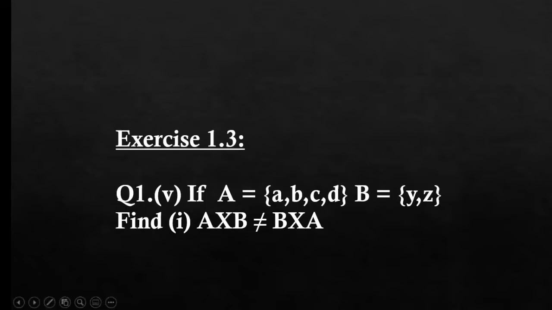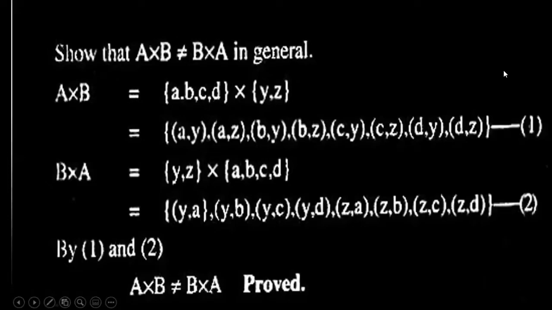So here is the solution. You can show in general that A cross B is not equal to B cross A. So A cross B is {a, b, c, d} cross {y, z}, because a, b, c, d are the elements of set A and y, z are the elements of set B. So it would become (a, y), (a, z), (b, y), (b, z), (c, y), (c, z) and (d, y), (d, z). Why? Because they are ordered pairs.